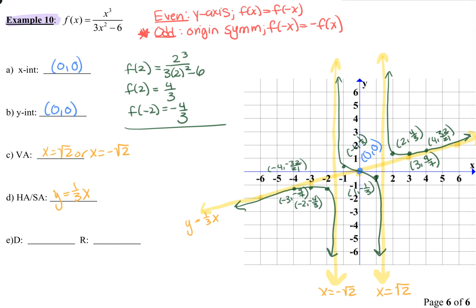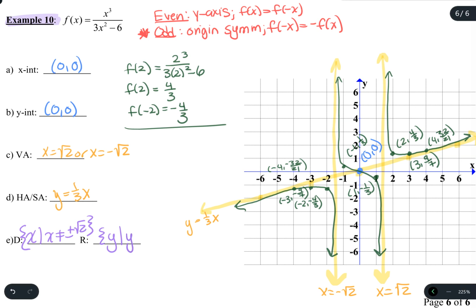We have to do our domain and range. Domain is everything except for the asymptotes, everything but the vertical asymptotes. So I have here x such that x cannot equal plus or minus root 2. Now my range is interesting on this one. My range is actually all real numbers because we do cross that slant asymptote. And so I have all real numbers for my range because every single y value takes on some place on the graph. All right, that's the end of part B.